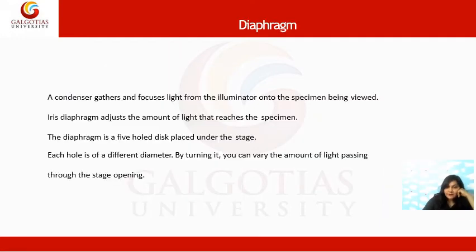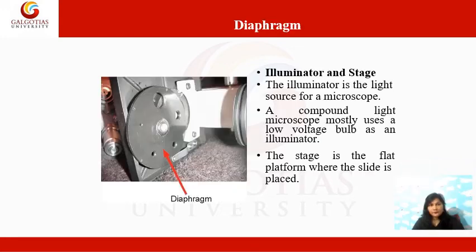Now the next part is the diaphragm. The diaphragm adjusts the amount of light that reaches the specimen. The diaphragm generally has a 5-hole disc placed under the stage. Each hole is of a different diameter, and by turning it we can vary the amount of light passing through the stage opening. This is the picture of the diaphragm. You can see there are many holes present on this diaphragm, and the holes are of different diameters. By using different types of holes, we can actually quantify the amount of light that is passed through the object.